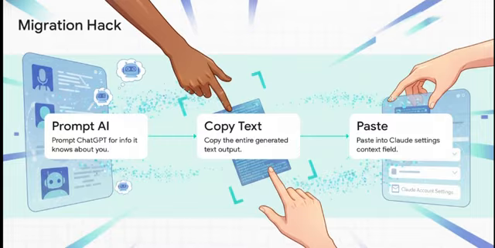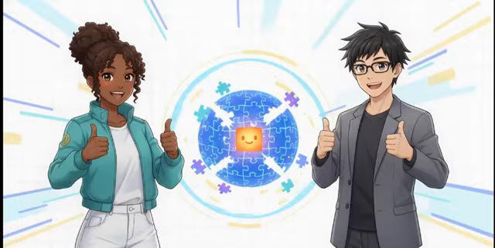Step 2, just copy that massive text output. And step 3, head over to your Claude account settings and paste that entire block of text straight into the context field. The payoff here is completely immediate. This simple trick perfectly resolves the ChatGPT elephant in the room. Suddenly, Claude instantly has all the context you spent months and months building up in your old AI account. It knows exactly who you are, it knows your exact preferences, and it can start delivering tailor-made responses immediately without any of that tedious onboarding process.